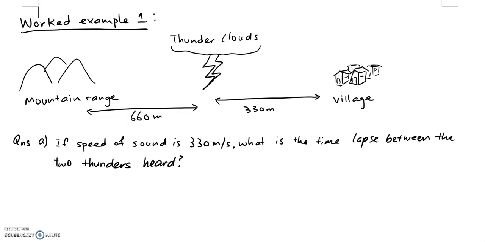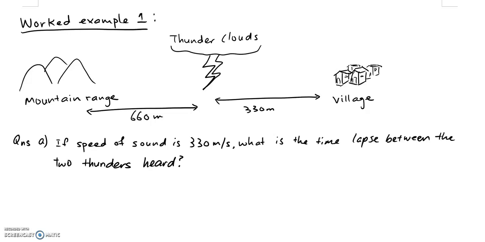Okay, hello everybody. This is a worked example for sound. So this is the first worked example. In this question, you are asked what's the time lapse between the two thunders heard if the speed of sound is 330 meters per second.